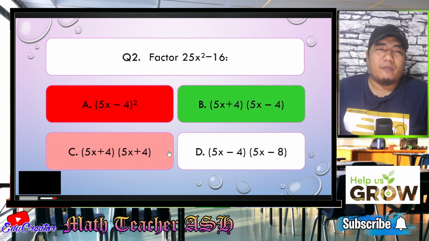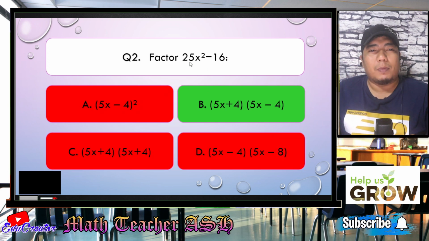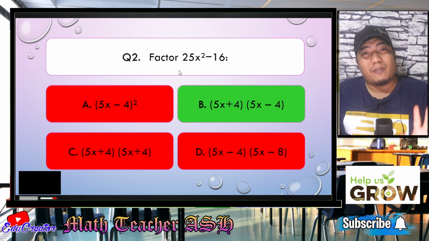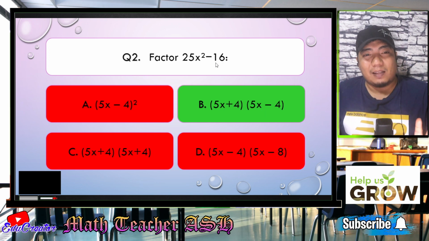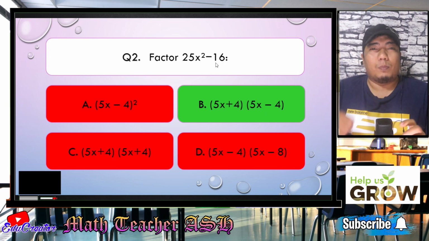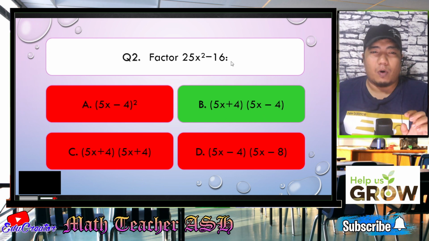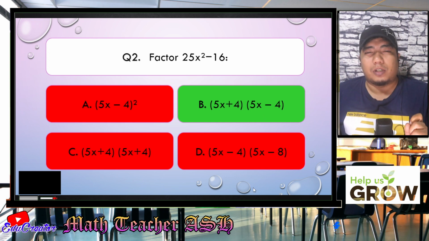Alright. Easy, right? Very easy, my dear math learners. Why is that so? Because for 25x squared, the perfect factors would be 5x and 5x. Of course, negative 16, when you factor it, would become positive 4 and negative 4. Alright. Now, let us go to question number 3.